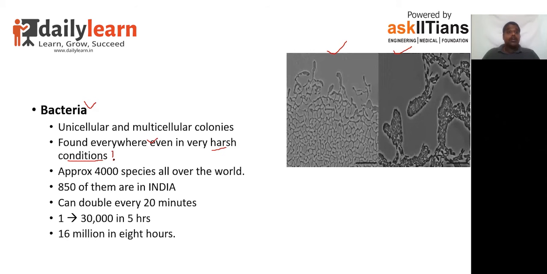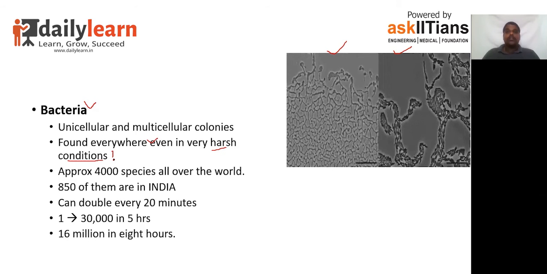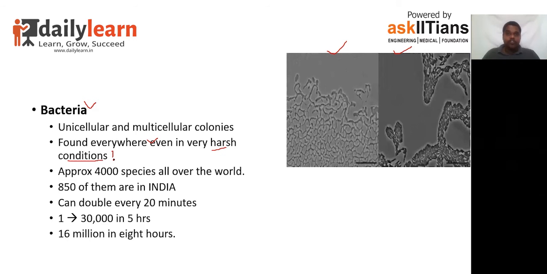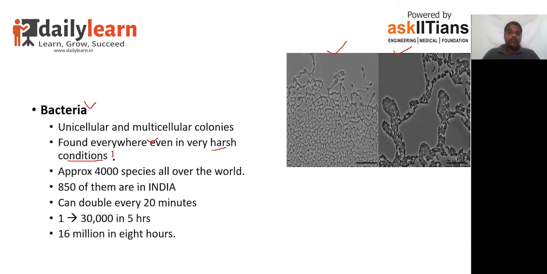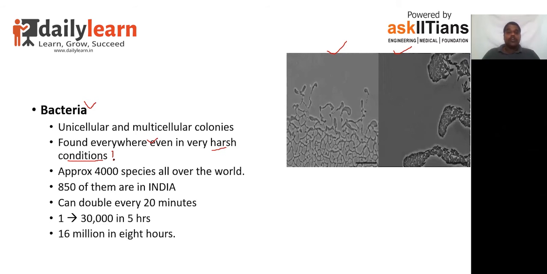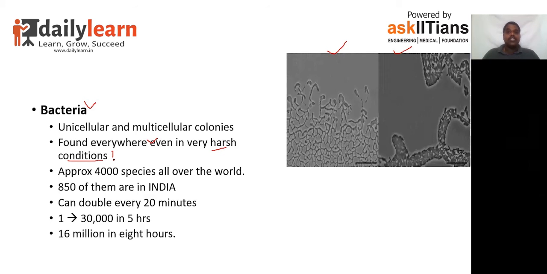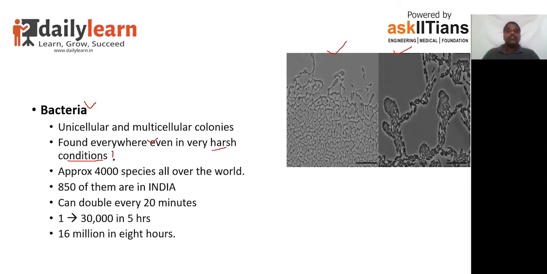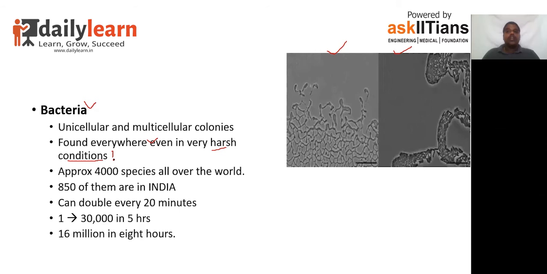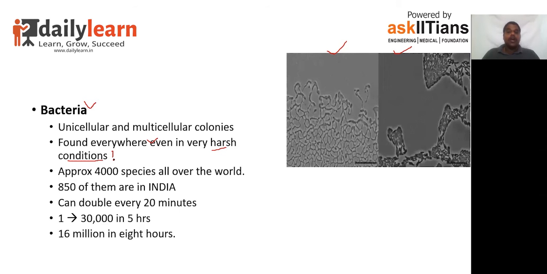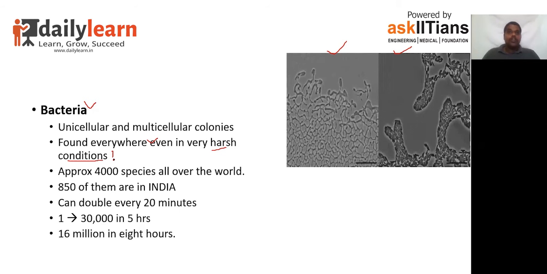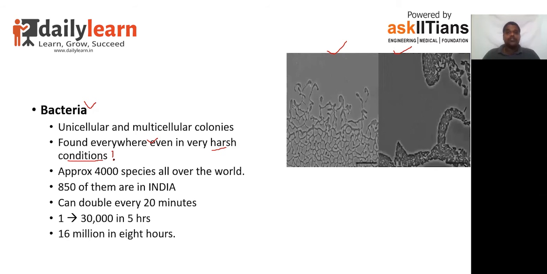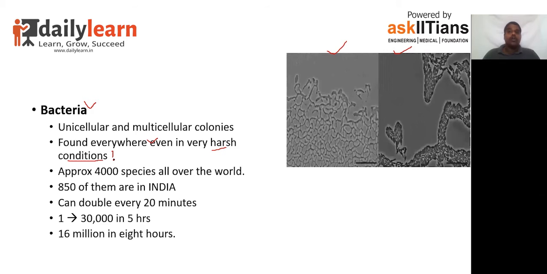Even in volcanic regions, you can find bacteria. Some bacteria are called extremophiles, which can be found in extreme conditions. Some extremophiles are halophiles. Halophiles are bacteria found in extremely salty conditions. And thermophiles are bacteria which can live in high temperature, even in lakes and hot water springs. You can find bacteria over here.